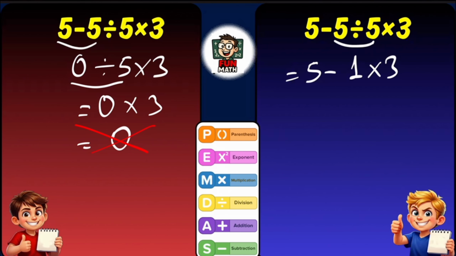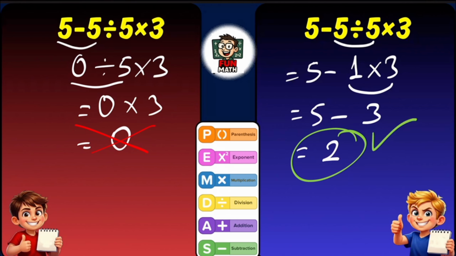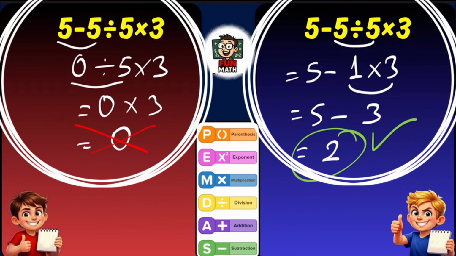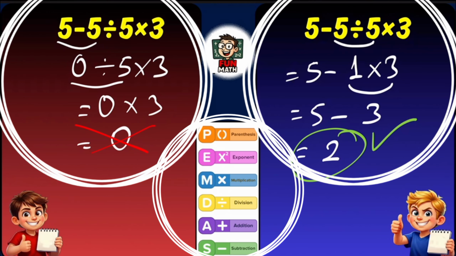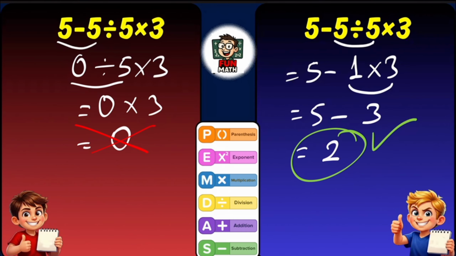Now, subtraction and multiplication. First multiplication. 1 times 3 equals 3. Finally, subtraction. 5 minus 3 equals 2. The correct answer will be 2. Great job. Today we learned the wrong answer and the correct answer and the rule behind it. I hope it makes sense now.